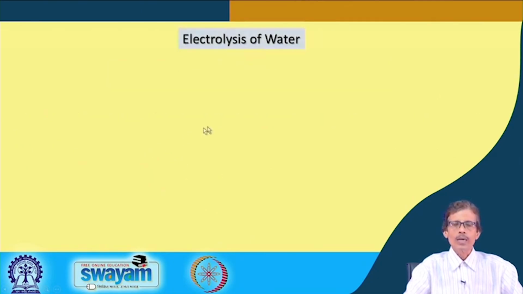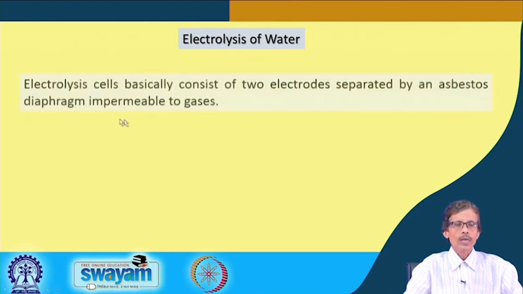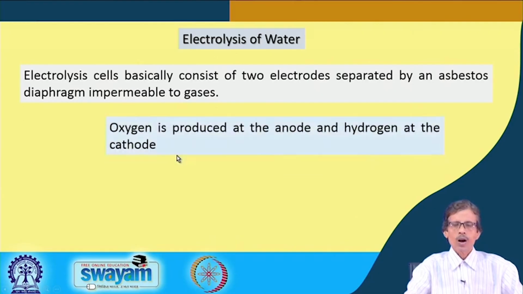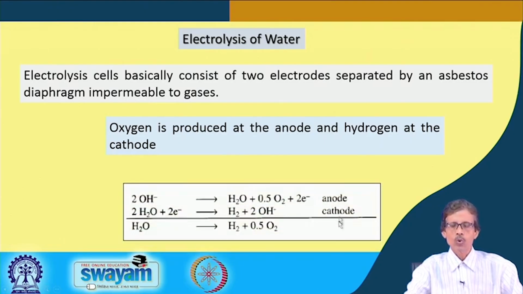Then we can see how we can go for the electrolysis of water. Basically, we can have an electrolysis cell with 2 electrodes separated by an asbestos diaphragm, which is impermeable to gases, because during this electrolysis the products are gases. Hydrogen is a gas and oxygen is also a gas. So, we have the electrodes separated by semi-permeable diaphragms. Oxygen is produced at the anode and hydrogen at the cathode. So, we get it through those reactions at the anode and the cathode.